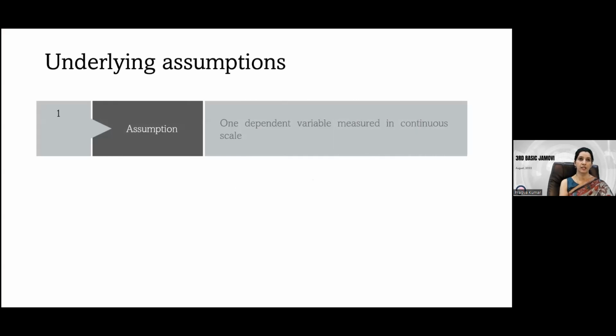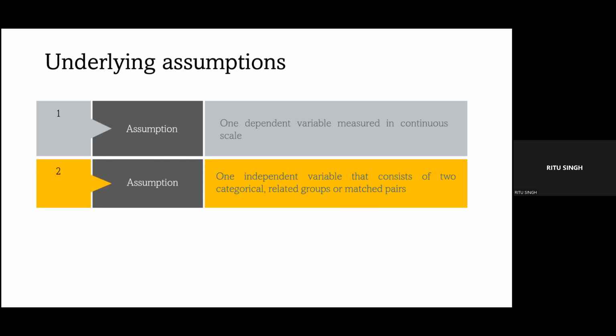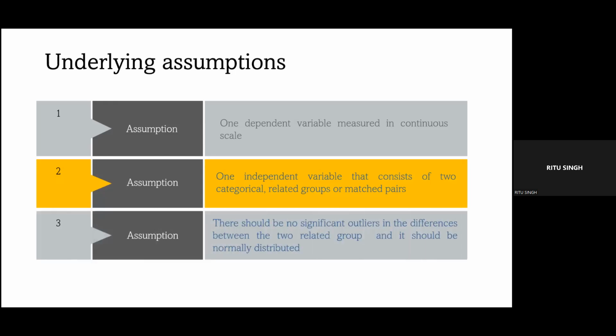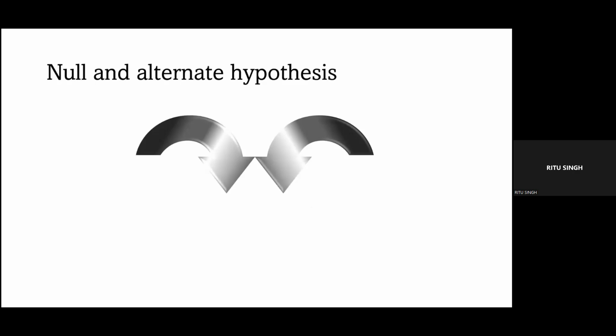So coming to the underlying assumptions, the first assumption is that the one dependent variable is measured on a continuous scale. And here the categorical variable can be two different time points, two different related groups, or two interventions. And again, like the independent sample t-test, there should not be a significant number of outliers and it should be normally distributed.